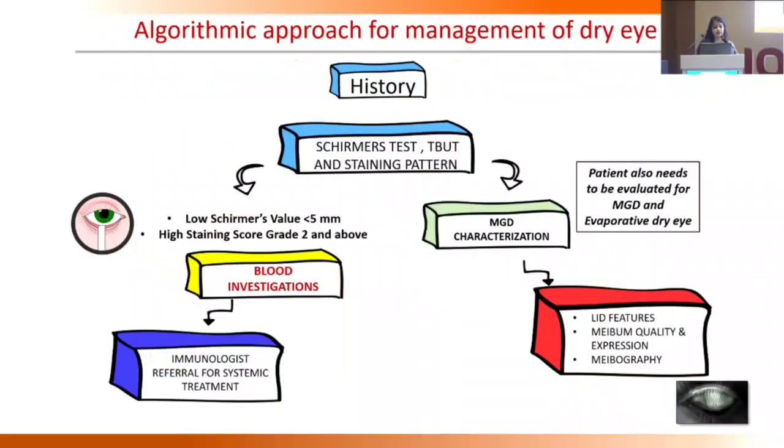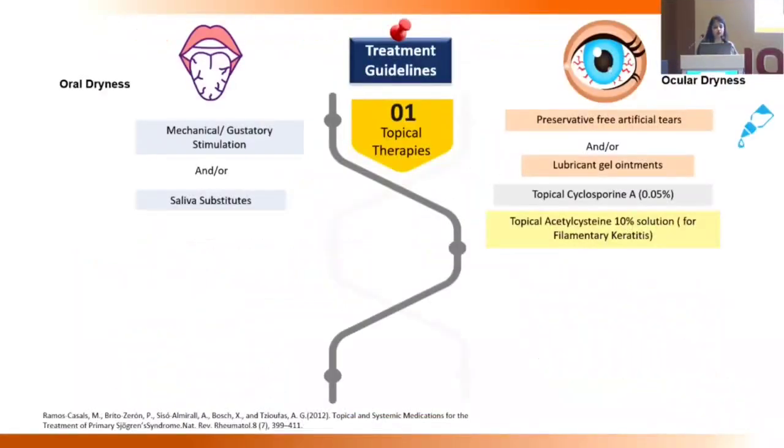So this is an algorithmic approach for the management of dry eye in general, which I will not go into in detail. But what do we do if there is a Sjogren's patient? We can give mechanical or gustatory stimulation or salivary substitutes for your oral dryness. For your ocular dryness, start them off with the lubricants, add the gel ointments, then start with the cyclosporin 0.05, 0.1 or 0.09%. We also have lifitegrast in the market now, so we can add that to the patients if they are not responding to the cyclosporin, and also topical acetylcysteine 10% solution for your filamentary keratitis.